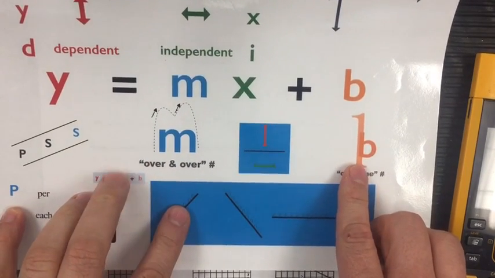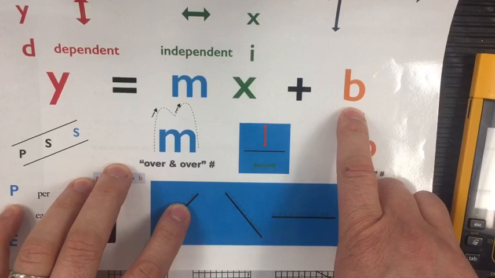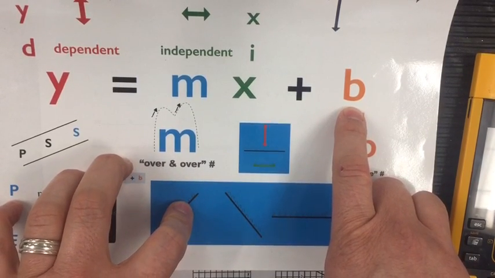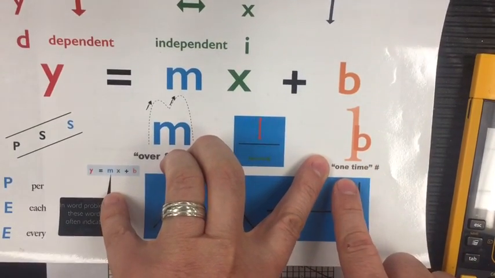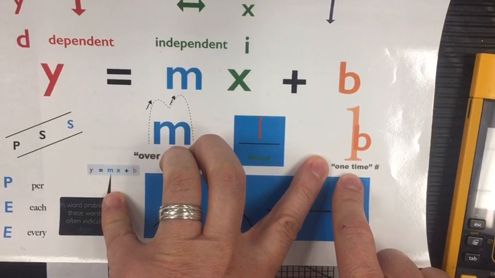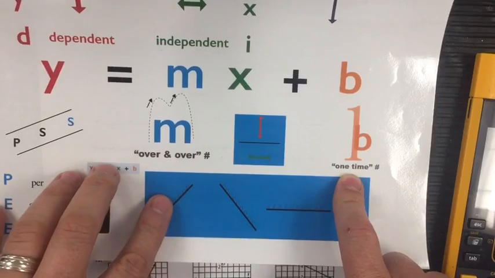We've briefly talked about this. We call the b the beginning value because it's what happens in the beginning of a situation. We also call it the one-time number, and here I've put a big number 1 right on top of the letter b because it's something that only happens once, okay? And we're going to see examples of that in some word problems.